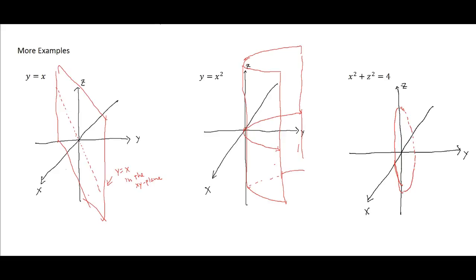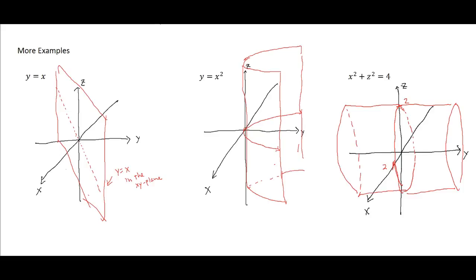But if this is the circle of radius 2, then I guess this z coordinate here should be 2, and the x right here should be 2 also. But now what we need to do is to extend this circle indefinitely in the y direction. So you are going to get something like so. So you can see that this is a circular cylinder, right?